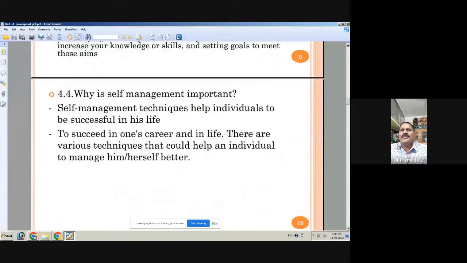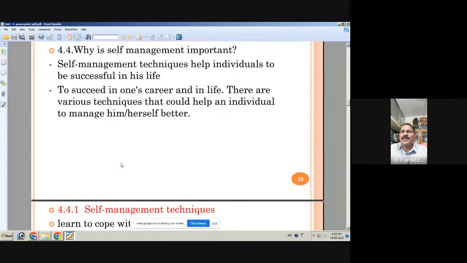But here one question is there: why is self-management very important? You know that self-management technique is very important for every individual, because in the beginning I am telling that we want success in our life. We want success in every field of our life, that we must get the better result or the best result. To succeed in one's career and life, there are various techniques that we must know, and we must manage ourselves so that we can have a better life.